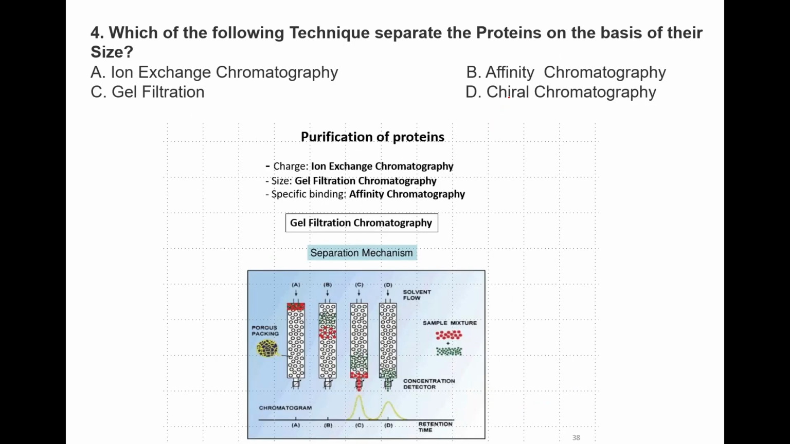Which of the following techniques separate the proteins on the basis of their size? As we discussed, the mechanism of size exclusion chromatography, also known as gel filtration chromatography. From the name itself, it is telling you that you are excluding by size, so on the basis of size you are separating your protein. So the answer to the fourth question is C, that is gel filtration chromatography or size exclusion chromatography.